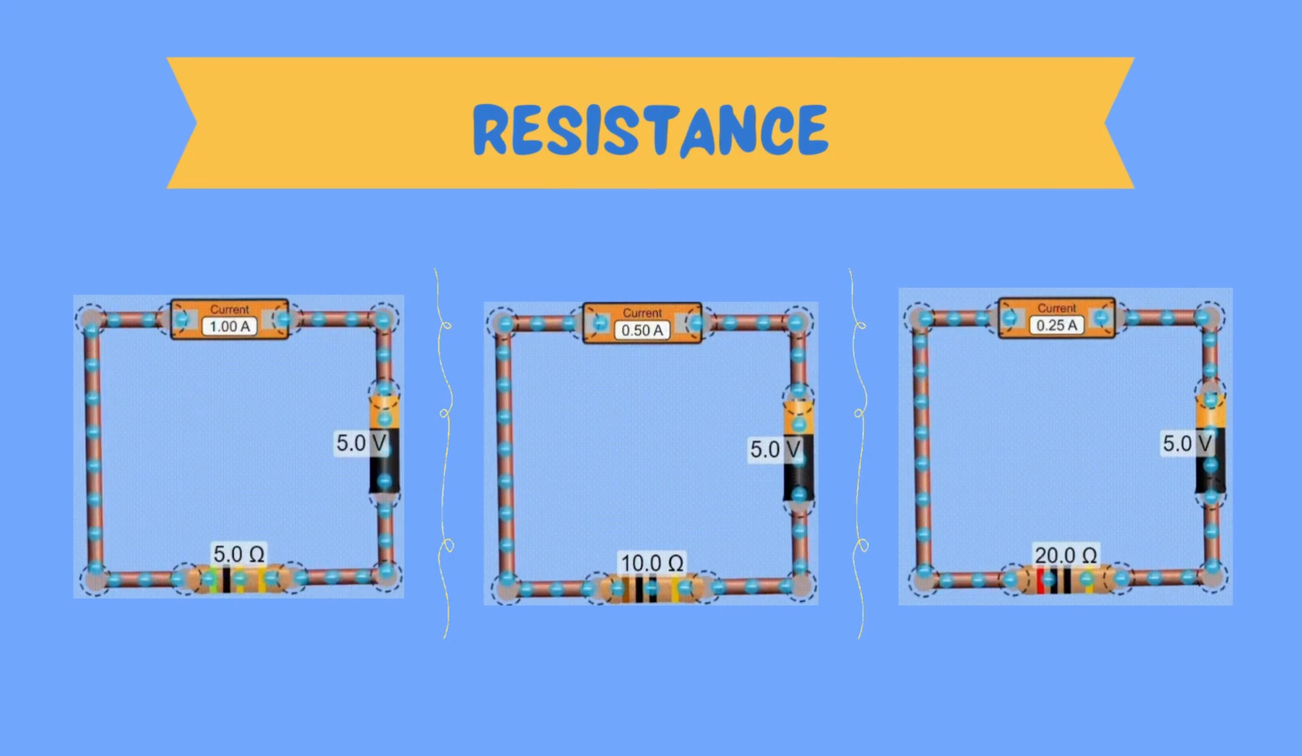Here we have three circuits to help us better understand and visualize the effect of resistance on current. As we increase the resistance from left to right, we can see that the current will decrease. This means that current and resistance are inversely proportional to each other.